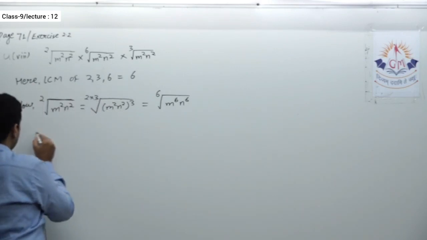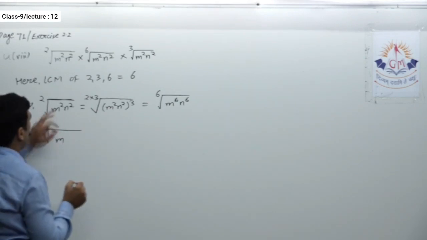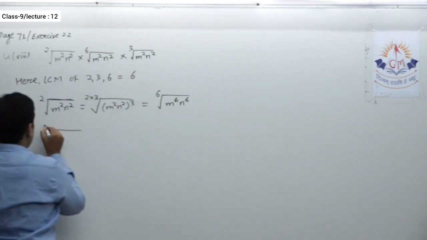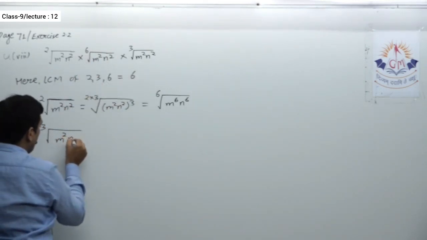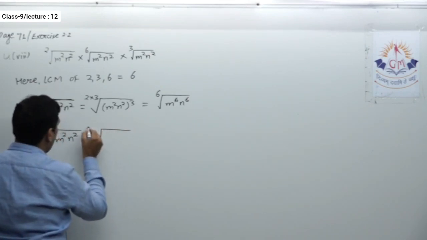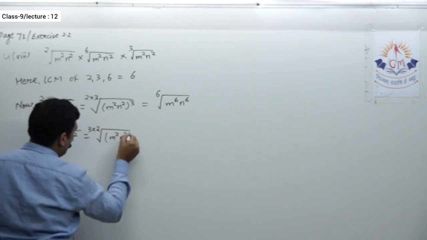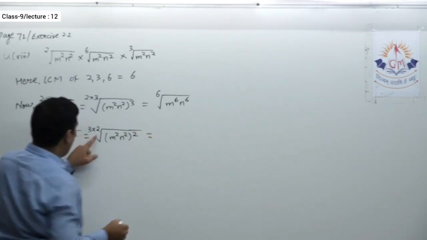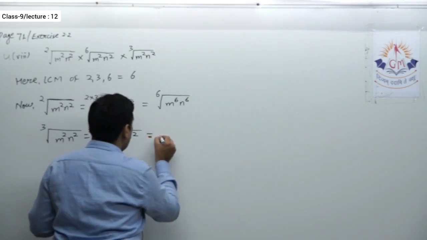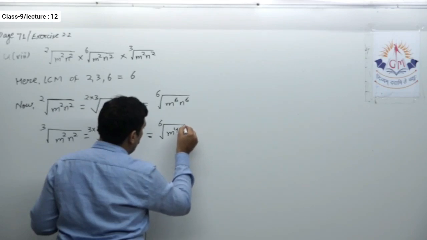Okay, then here I have m square. Here already the order is 6, so no need to convert this. So I will come to this. It is third root of m square n square. To make the order 6, I need to multiply by 2, so this will become m square n square raised to 2. As I multiplied by 2 to make it 6, I will raise the power of the radicand by 2. So this gives me sixth root of m raised to 4 n raised to 4.